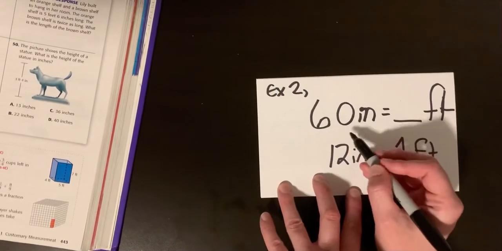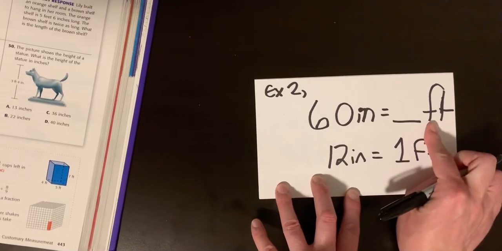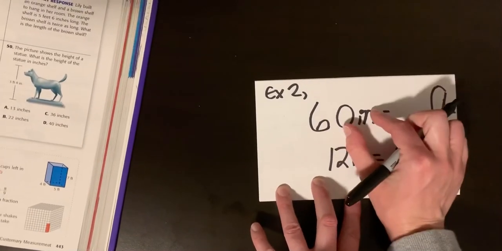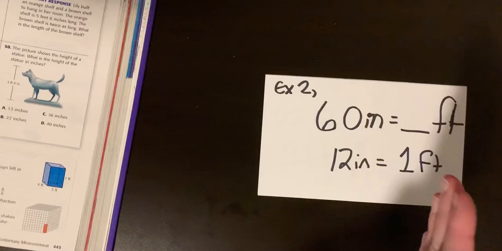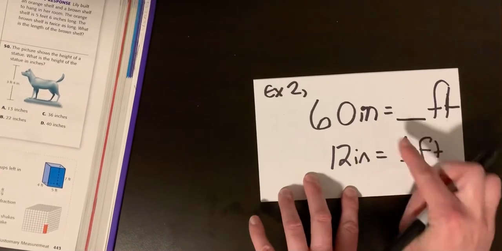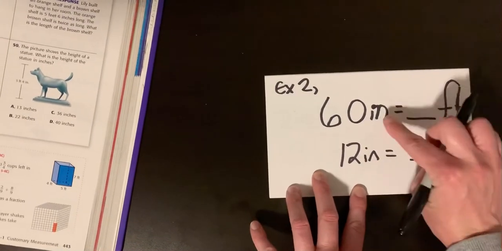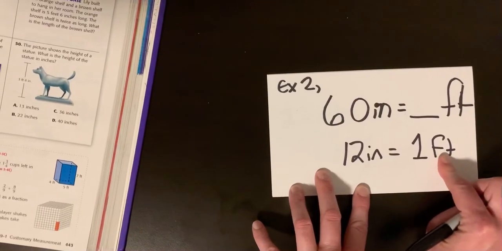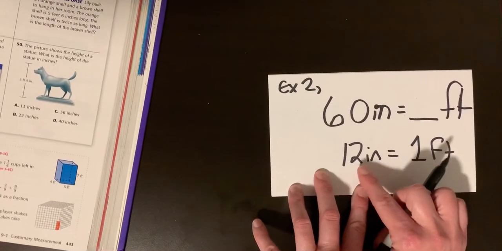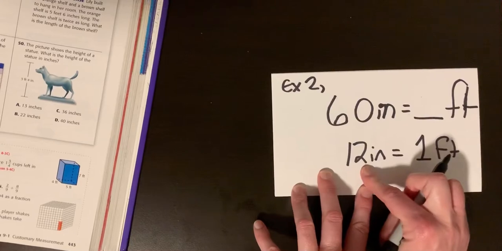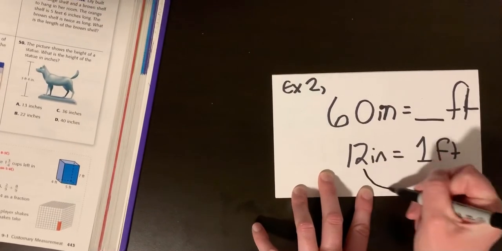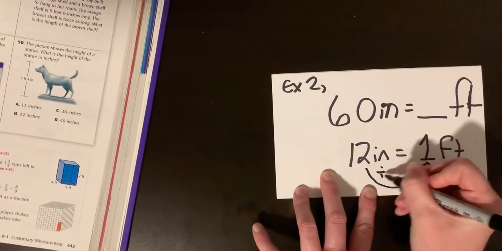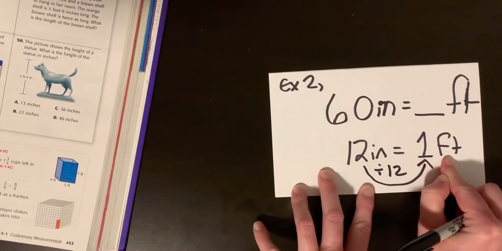Next, what I have is 60 inches, and I want to turn it into feet. I have something small here, and I want to make it into a bigger unit, okay? So I write the units underneath, inches and feet, and I write the relationship between the inches and feet. I write that 12 inches is equal to 1 foot. How do I get from 12 to 1? I divide. 12 divided by 12 is equal to 1.